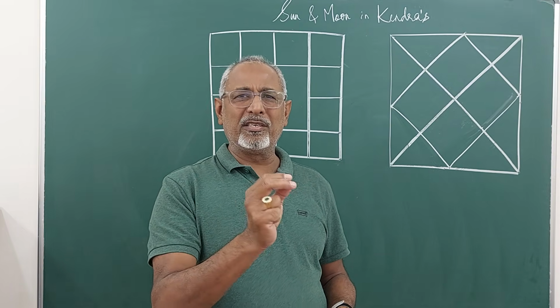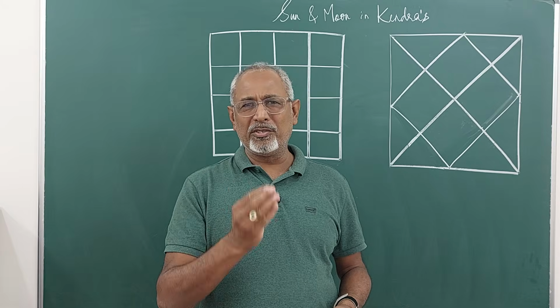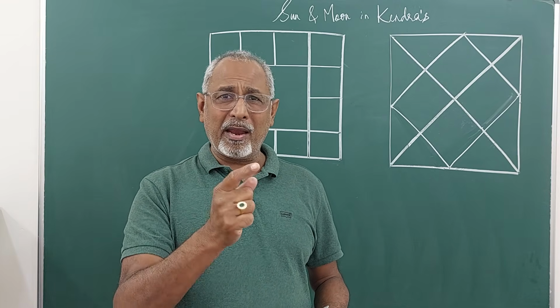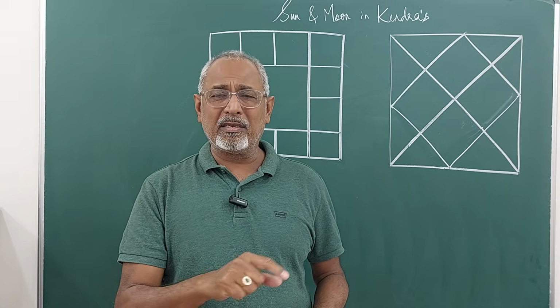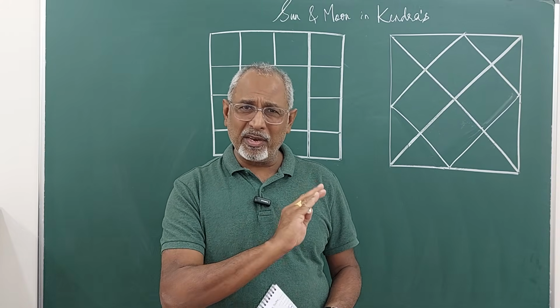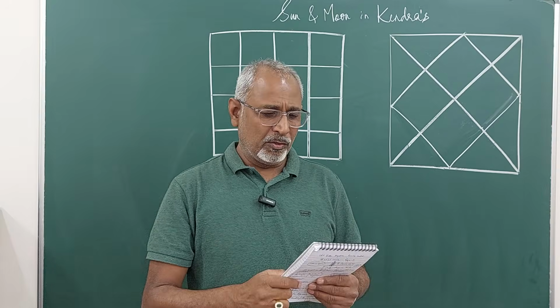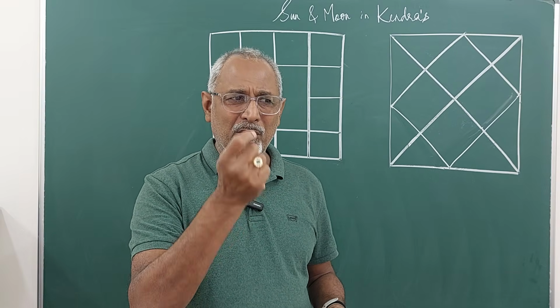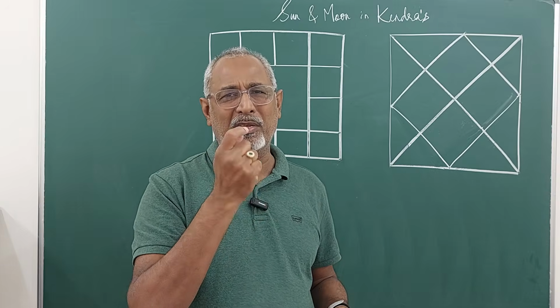This is a series in which I will be teaching the two planet combination in Kendras, that is in quadrants. Quadrant means, very clearly, from the ascendant. So first let me explain that you need to see the degrees from the ascendant.